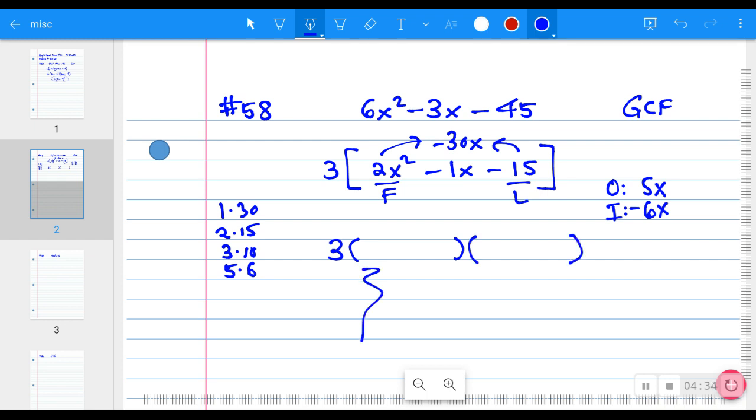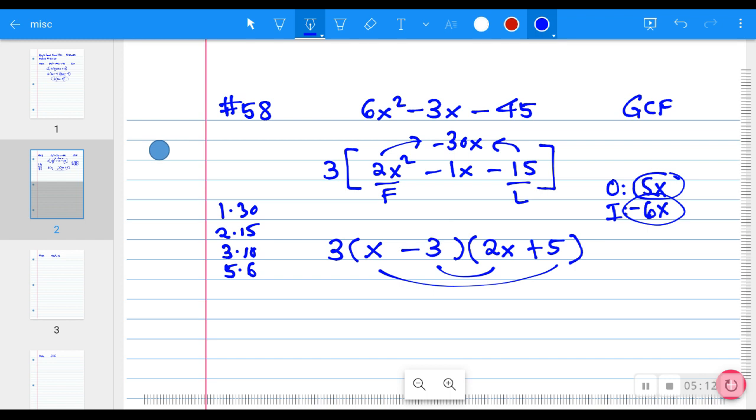And to do this first part here, you want the greatest common factor of the first term and the outside. And that would just simply be x. Then you go back to the first term, but this time with the inside term, and the common factor between those is 2x. Now we have to get this outside term to be 5x, so we better put a plus 5 down here. And the inside term right here has to be negative 6x, so we better put a minus 3 there.